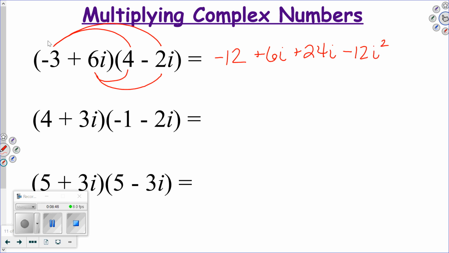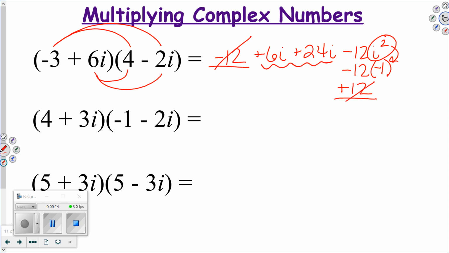What do we know about i squared? That's negative 1. So that's really negative 12 times negative 1, right? This we're going to replace with negative 1. So what does that become? Positive 12. i squared is replaced with negative 1. So therefore, i squared is gone. Okay? All right, so now let's go ahead and finish cleaning this up. We have negative 12 plus 12. Gone. And then that's just 30i.